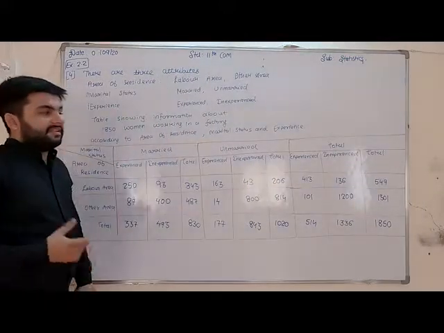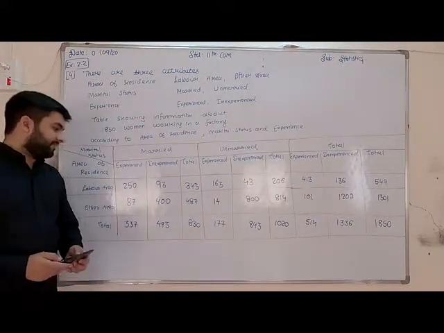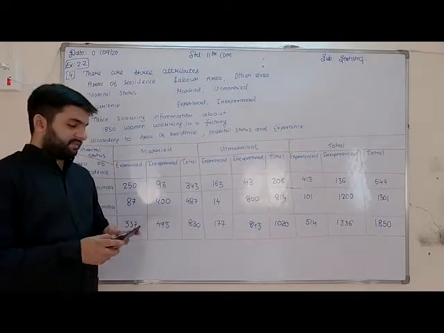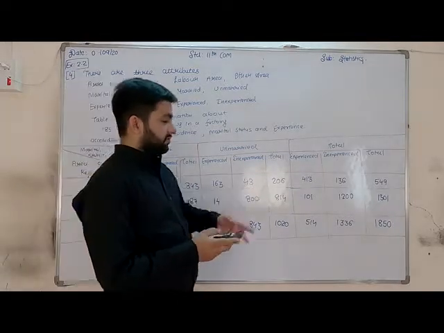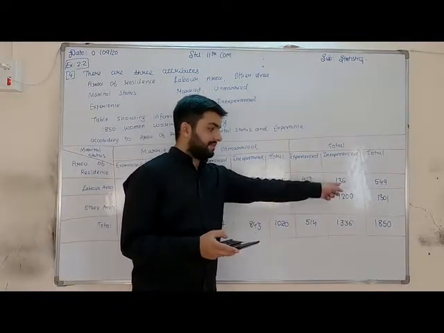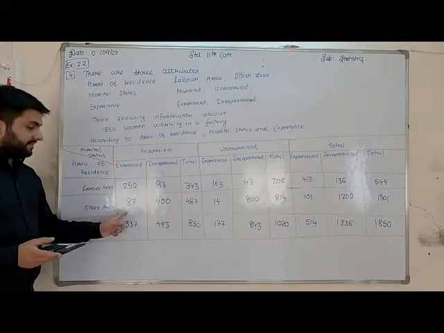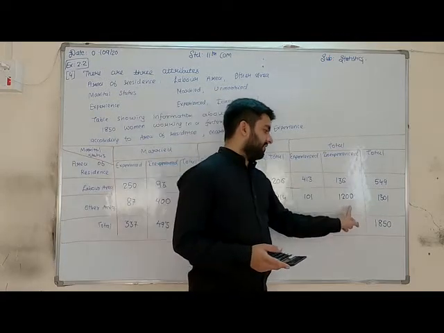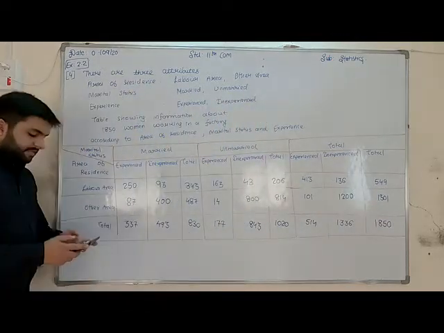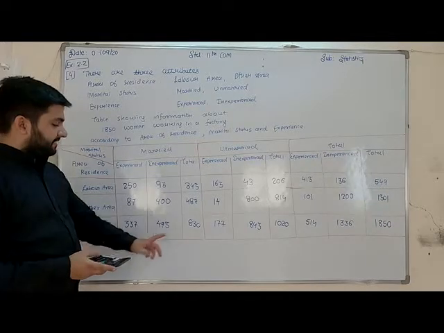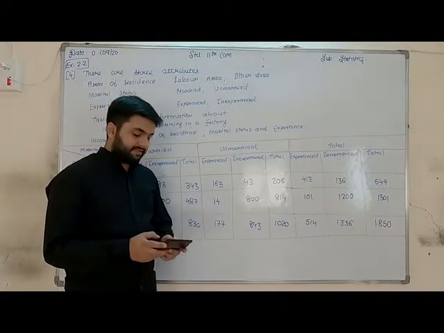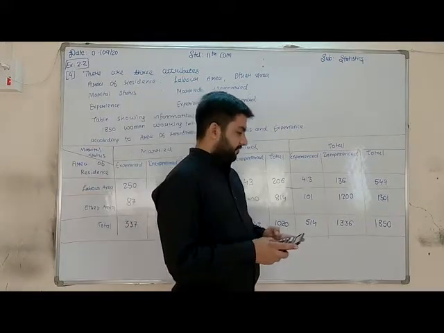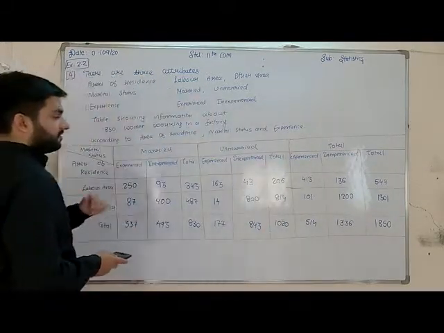Now we are checking everything horizontally, vertically. First we are checking everything horizontally. 250 and 93 is 343. 163 and 43 is 206. 413 and 136 is 549. Here 87 and 400 is 487. 14 and 800 is 814. 101 and 1200 is 1301. Again 337 and 493 is 830. 177 and 843 is 1020. 514 and 1336 is 1850. So horizontal totals are over.